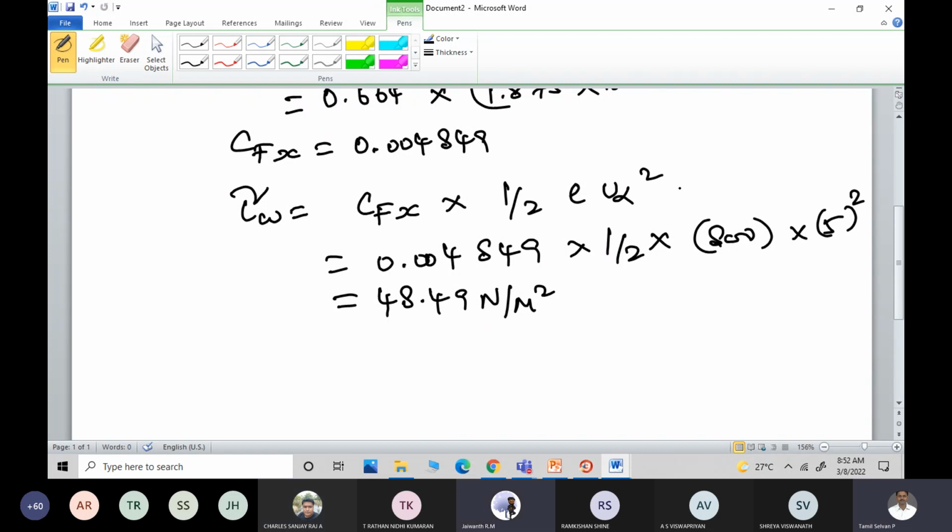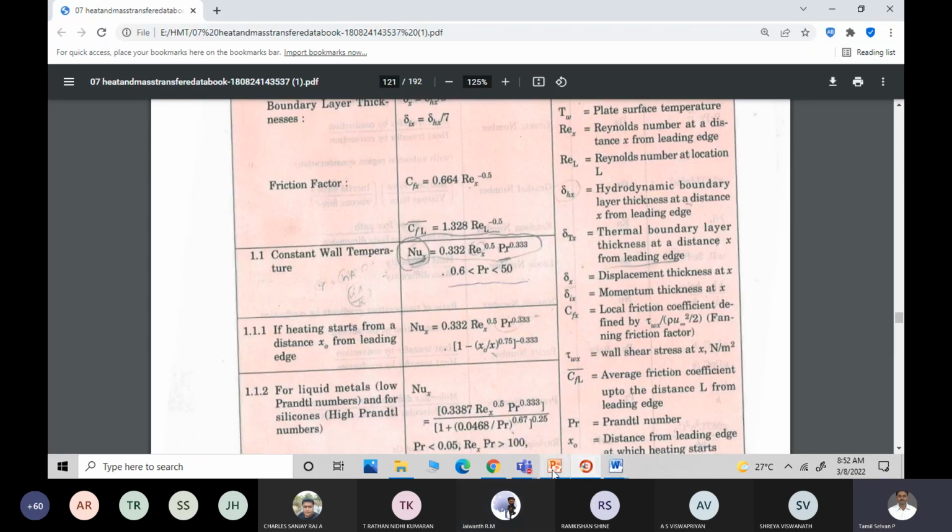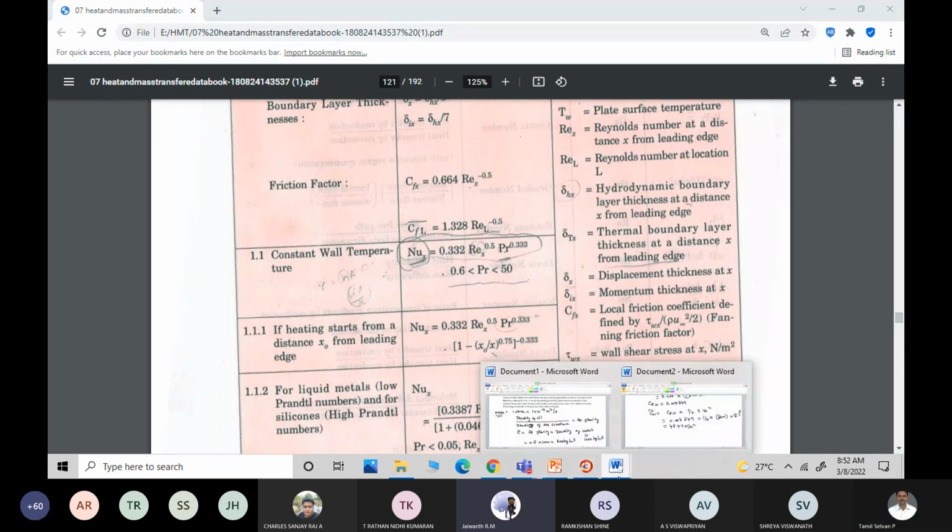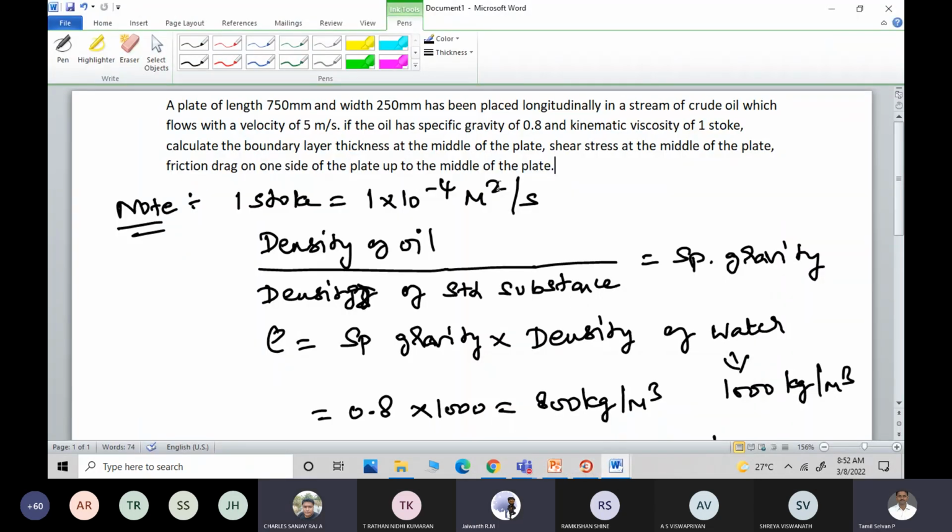Okay. Density is kg per meter cube, and u infinity is in meters squared per second squared. Now, what is the third one, the last one? Drag force, friction drag force. Okay, drag force up to the middle of the plate.